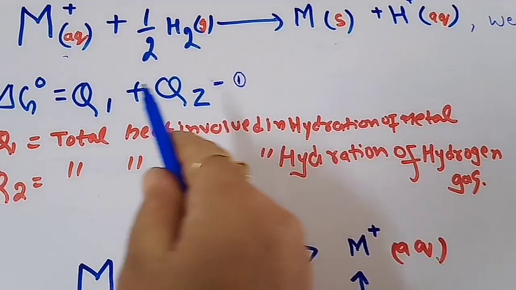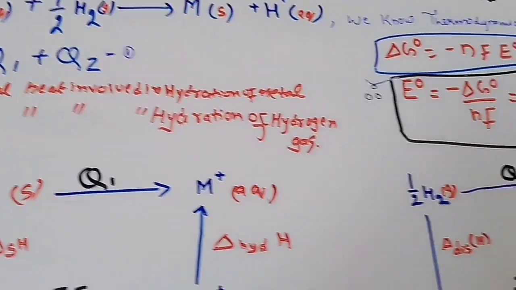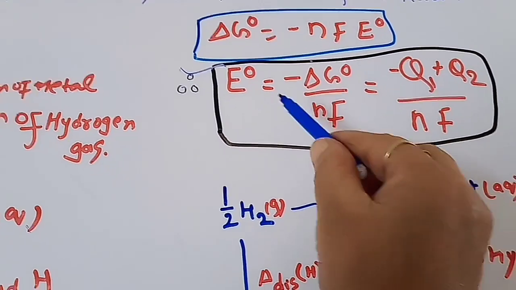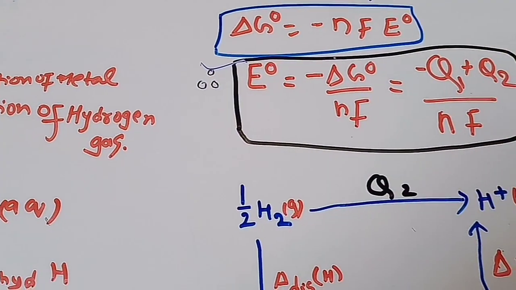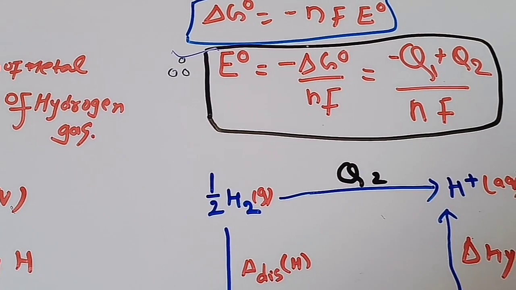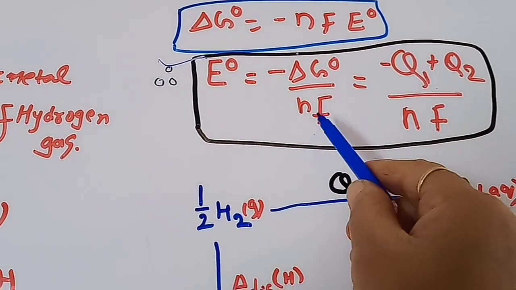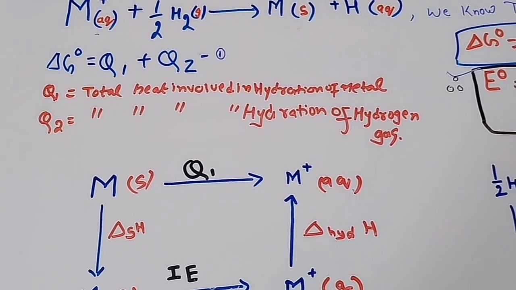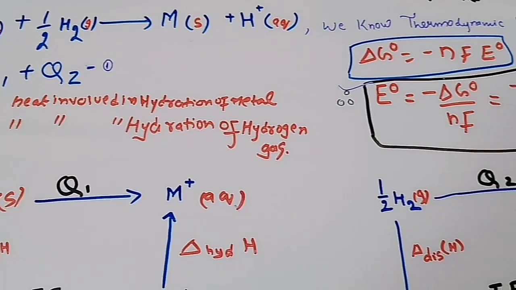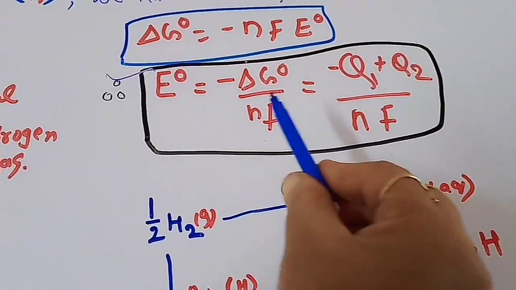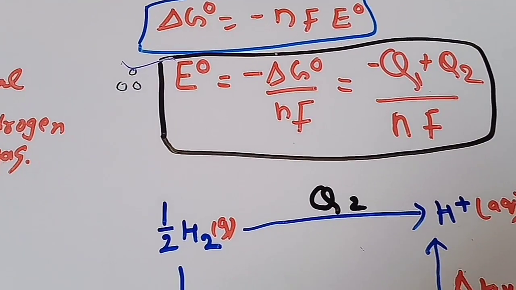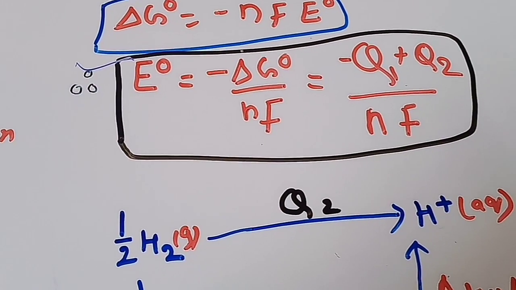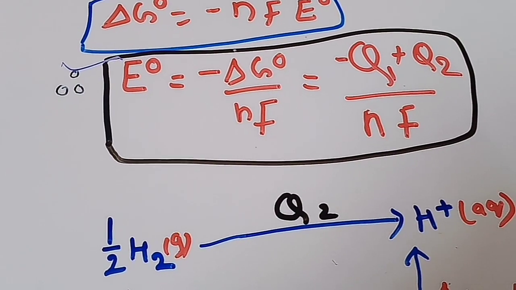We put the value of the free energy in our relation, delta G naught equals minus nFE. We can also write it in terms of the electrode potential, that is, E naught equals minus delta G naught upon nF. By putting the value of delta G as Q1 plus Q2, from equation number one, the free energy change is the sum of Q1 plus Q2. Substituting this value in the equation, we get E naught equals minus (Q1 plus Q2) upon nF. With the help of this equation, we can easily find the electrode potential of any metal.